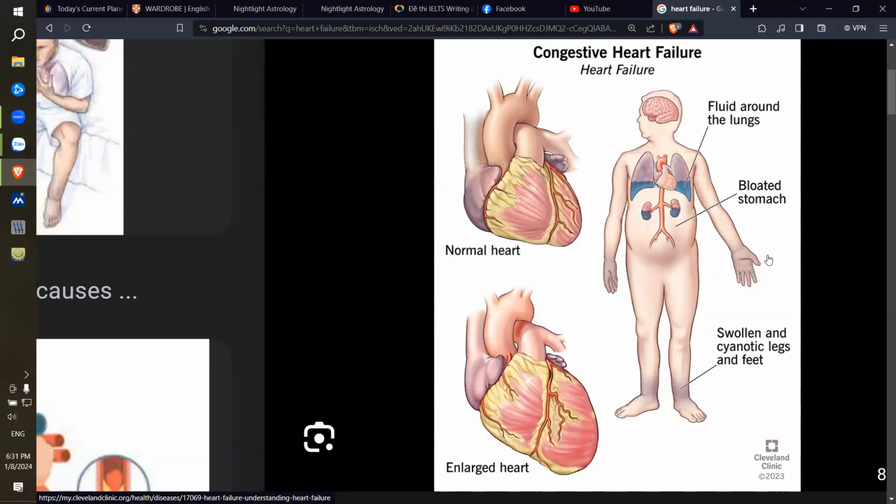So to compensate, the heart will try to grow to become bigger. It's called enlarged heart.